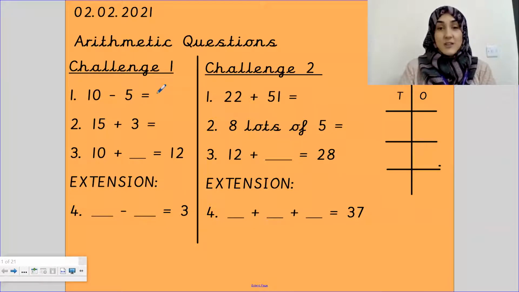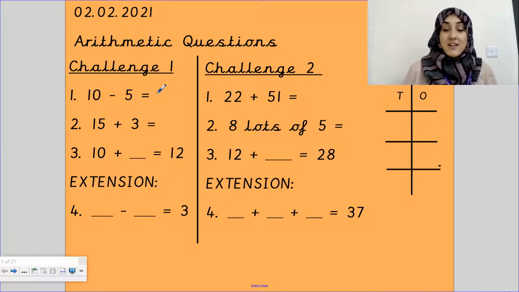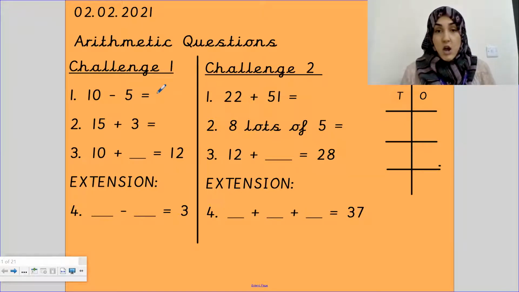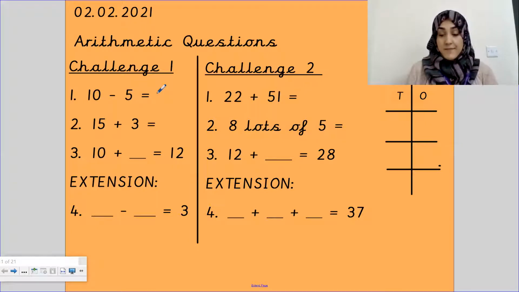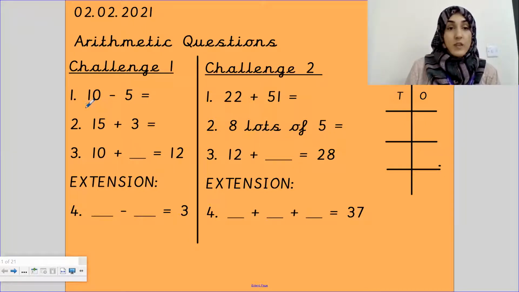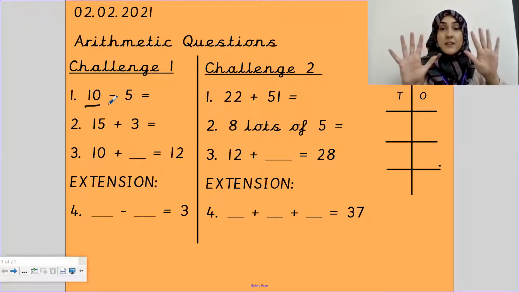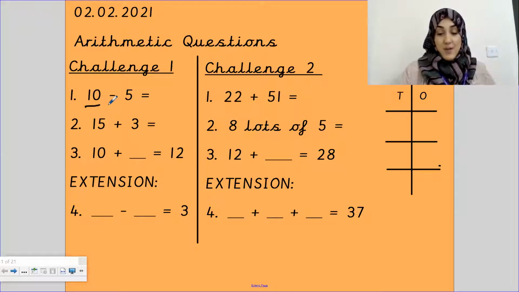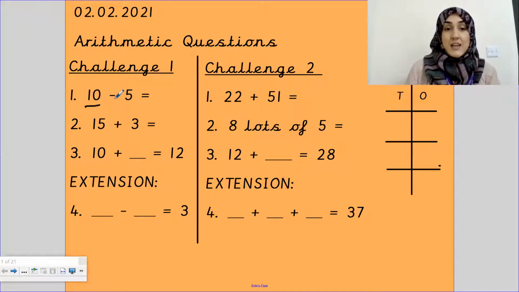Welcome back, Morris class. Well done for working so hard on your arithmetic. Let's go through the answers. And I've got my trusted pen ready to start. Okie dokie. So first, we have 10 take away 5. I know that 10 is the bigger number. I'm going to hold up 10 fingers. I'm going to take 5 away. How many do I have left? 5. Well done. So 10 take away 5 equals 5.